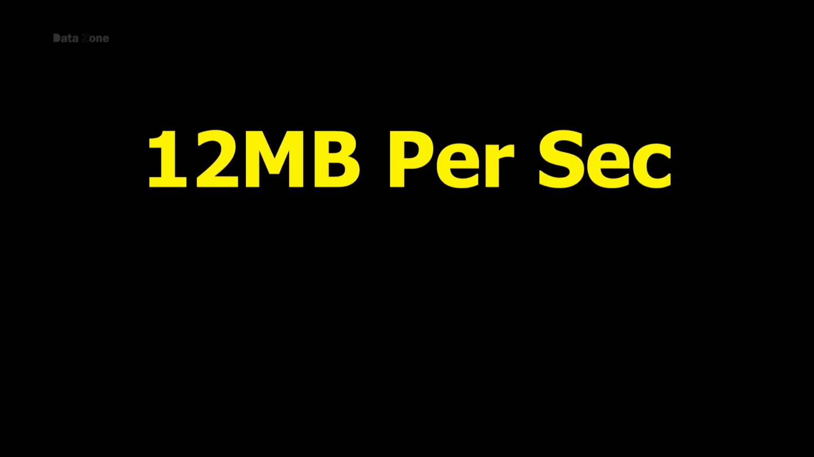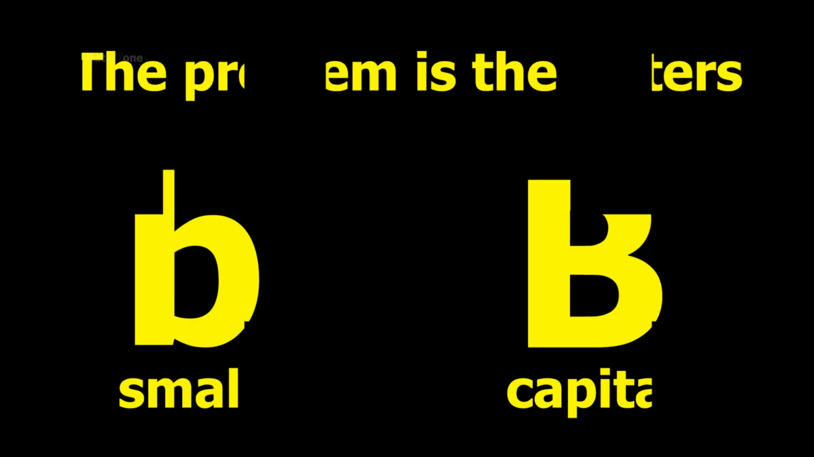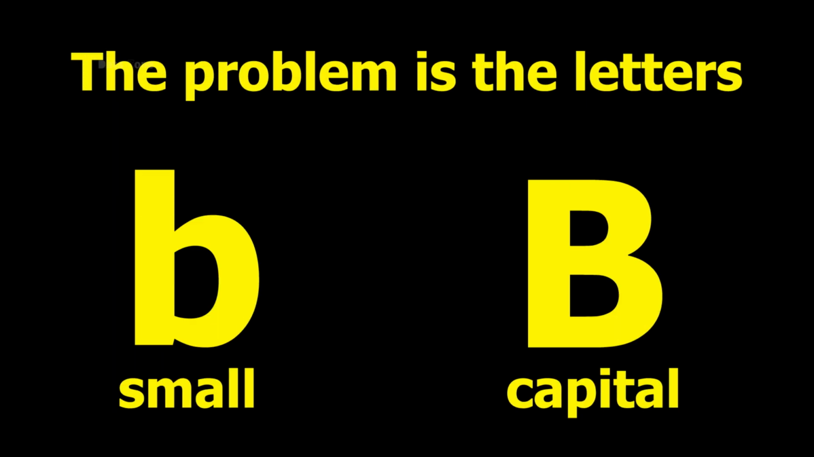You bought a 100 megabit internet plan, but when you download a file, it shows only 12 megabytes per second. So you may think, is my internet slow? Actually, no. The problem is the letters, small b and capital B.